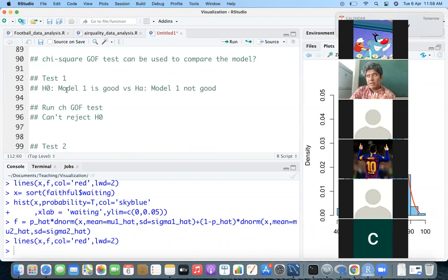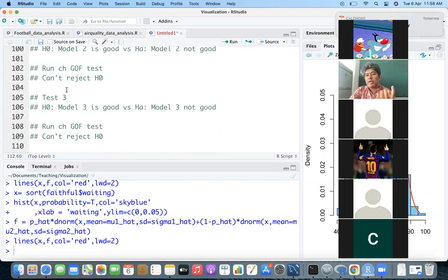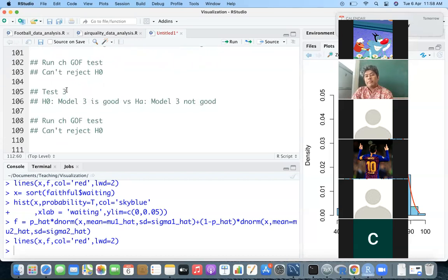So my model 1 is trying to capture that information. Model 2 is also trying to capture that information. Model 3 is also trying to capture that information. If I can say that this is the information captured by model 1, this is the information captured by model 2, and this is the information captured by model 3, and then we see which model has captured the maximum information, then we are done.